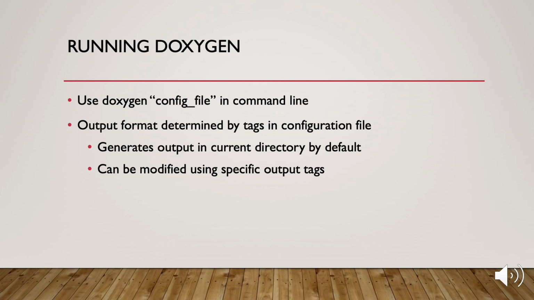When running Doxygen, the user types Doxygen and then the name of the configuration file into the command line. The output format is determined by the tags used in the configuration file. Doxygen generates output in the current directory by default. If a specific output directory is desired, then the user will add the location to the output tag that matches the desired format.